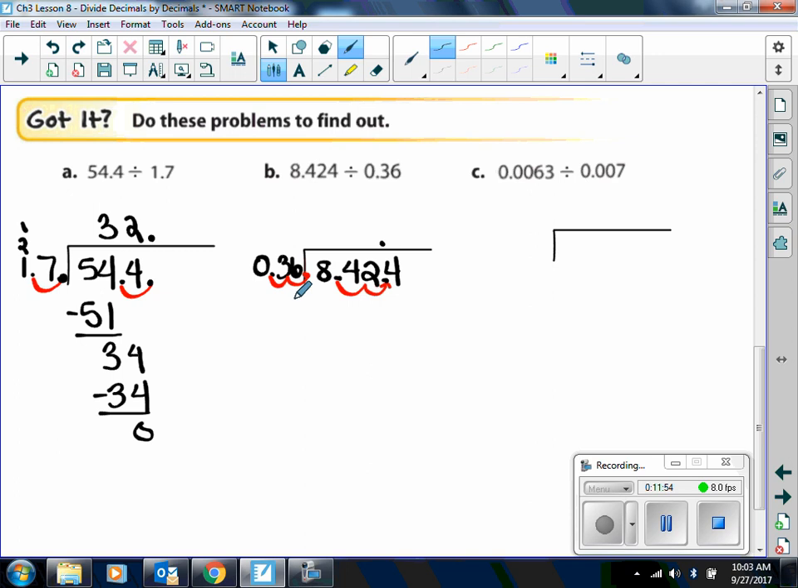How many times does 36 go into 84? Twice? Let's see. So 2 times 6 is 12. Carry the 1. 2 times 3 is 6, plus 1 is 7, and then we subtract. So that's 2, and there's 1, and then we're going to bring down the 2.